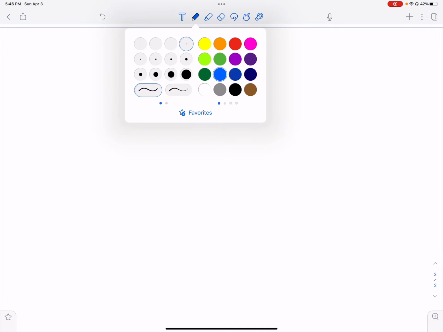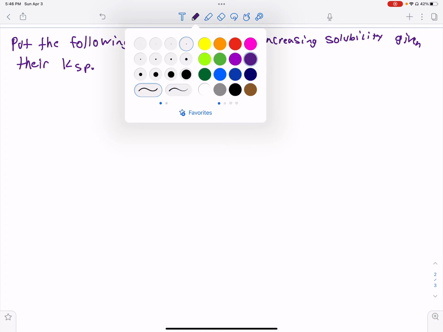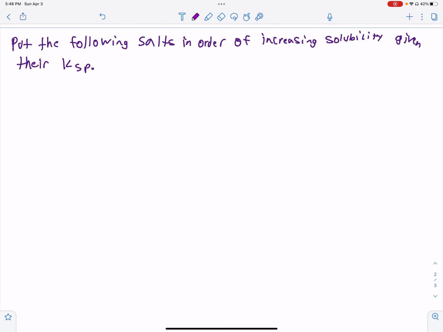Let's say I asked you to put the following salts in order of increasing solubility given their Ksp. Very common problem you will see. So let's say I have the salts, I don't know, making this up on the spot, magnesium carbonate, and that has a Ksp equal to 8.7 times 10 to the minus 9.